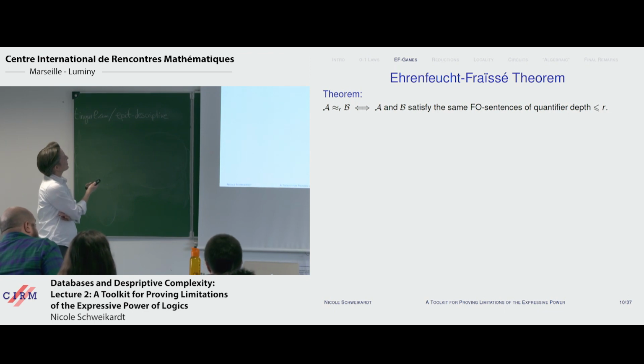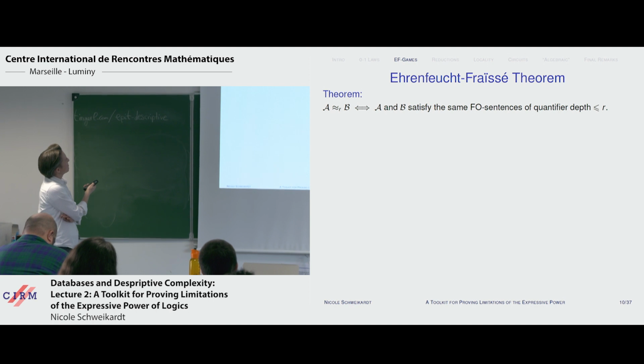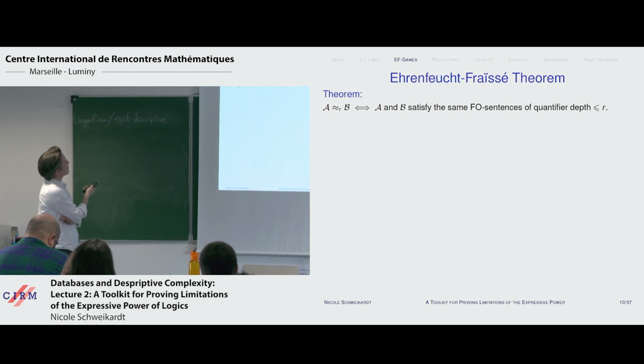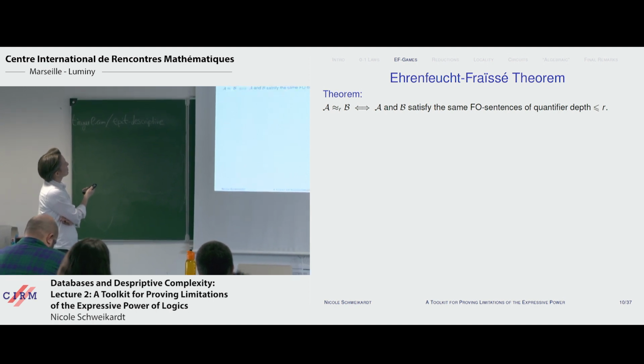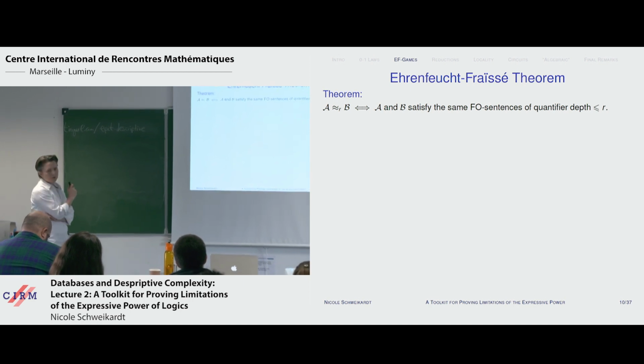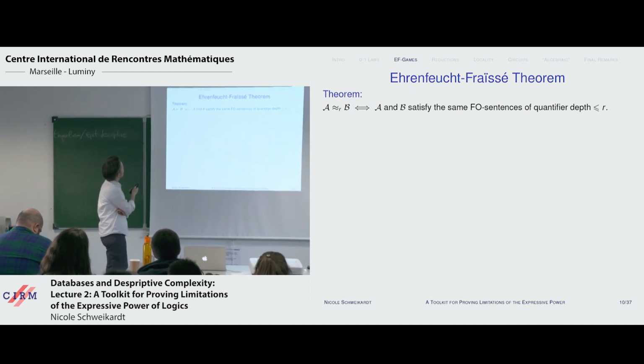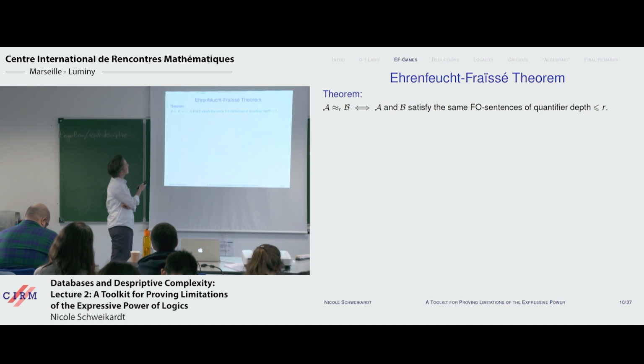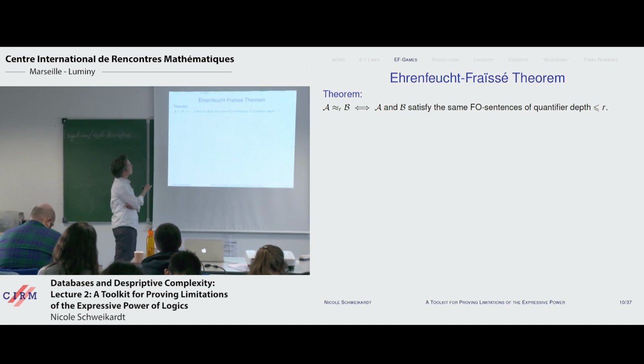Okay, and now the Ehrenfeucht-Fraïssé theorem tells you that for 2 structures A and B, duplicator has a winning strategy in R rounds if and only if A and B satisfy the same first order sentences of quantifier depth at most R.